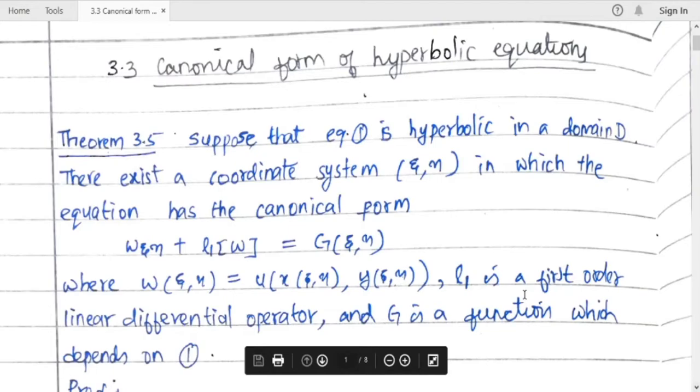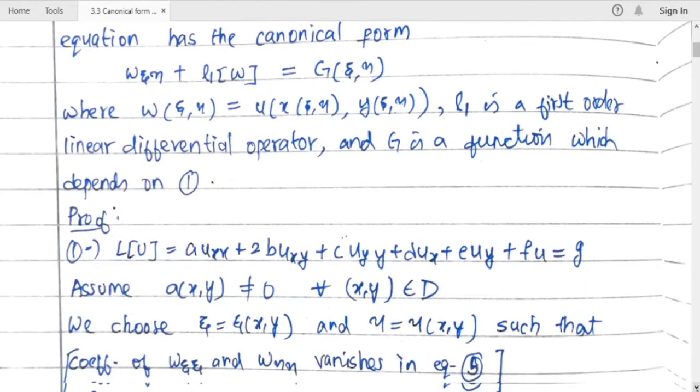It means that in the canonical form of a hyperbolic PDE, for the second order terms, only W theta eta will be there. That we have to prove. So in the last class, we have already shown that the change of coordinates is possible, and the type of PDE is invariant under the change of coordinates. So once we change the coordinates, it is easy to write the canonical form, and once we get the canonical form, it is easy to solve the second order PDE. So we will see how to write the canonical form.